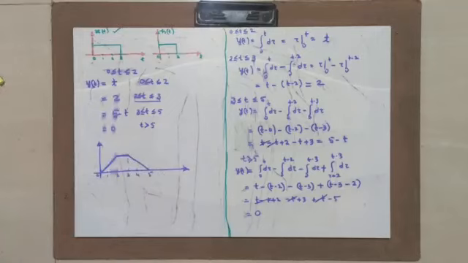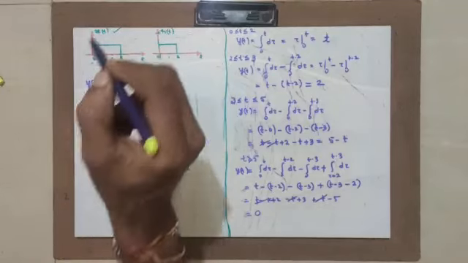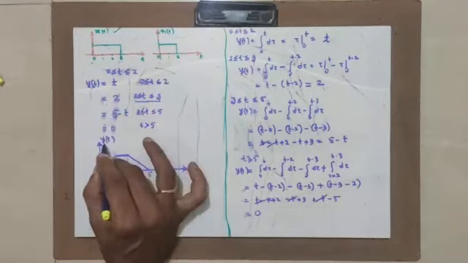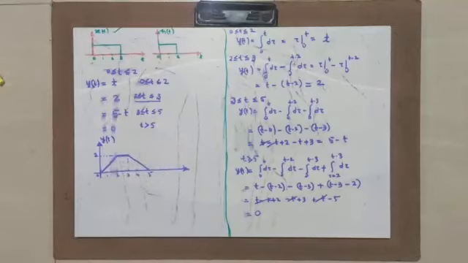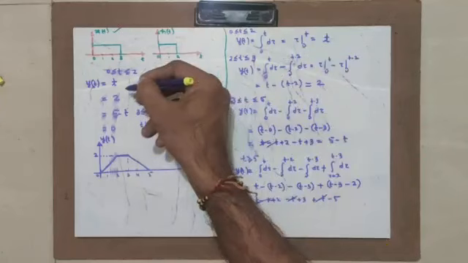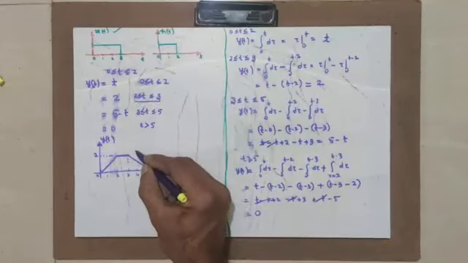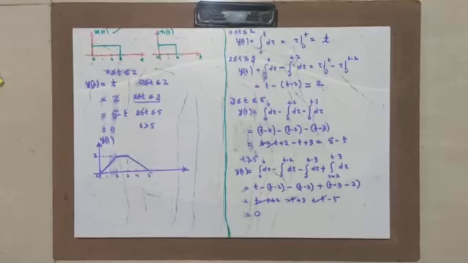This is how the signal looks. This is output y of t. This is input x of t, and h of t is the impulse response. Output y of t is drawn like this. This is 2. This is how the output graph exists. I have solved it, written it in an ordered manner, and also drawn the graph. I hope you understood this way of solving if two pulses are given.